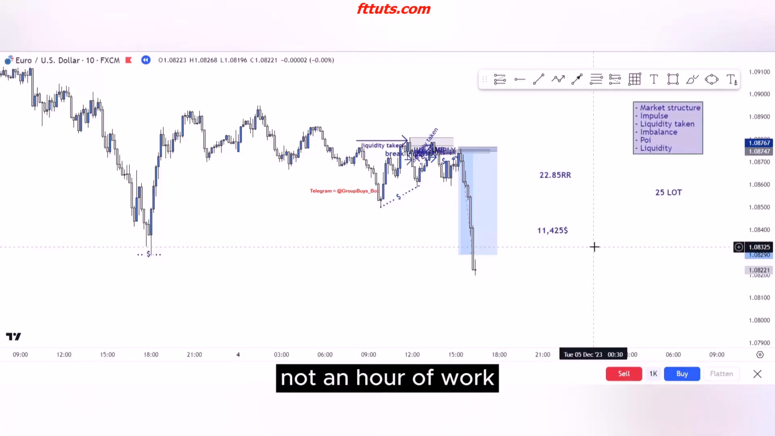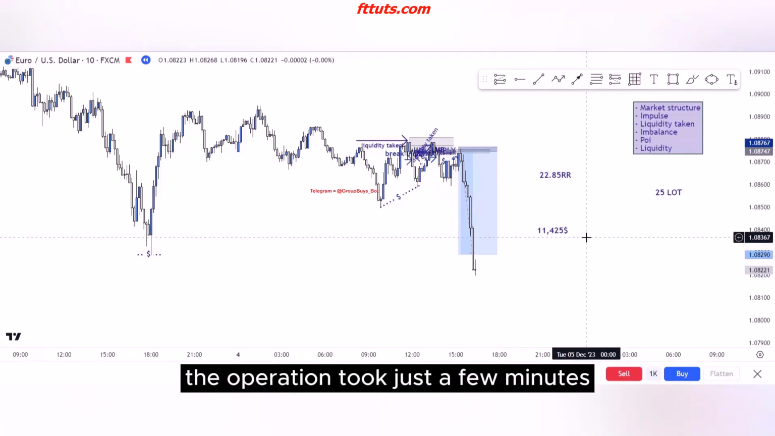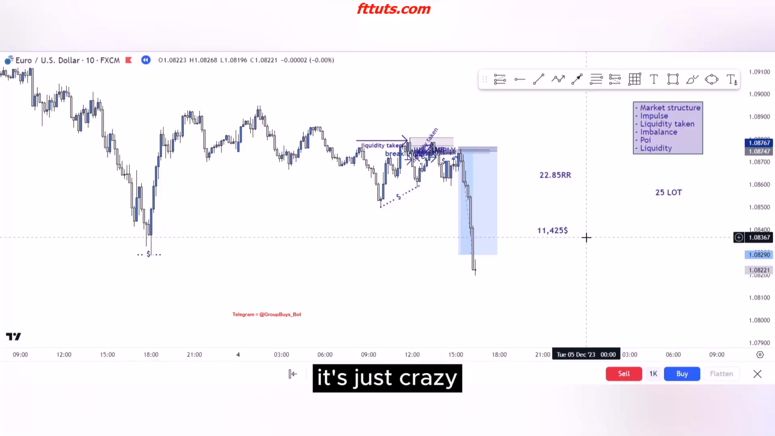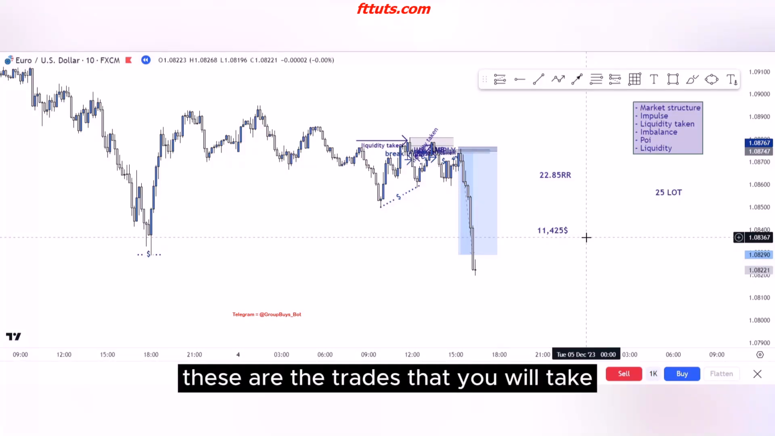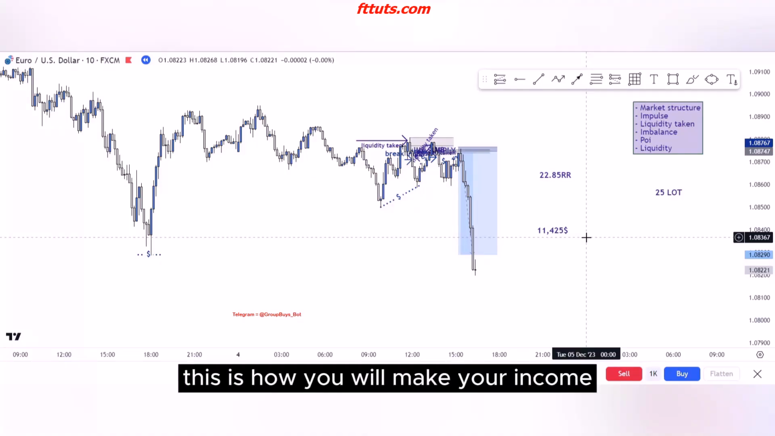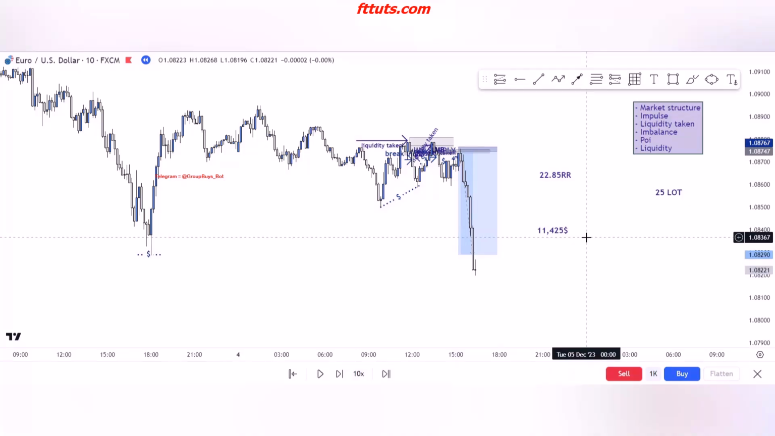Not an hour of work. The operation took just a few minutes. The trade itself took 50 minutes. It's just crazy. Excellent trade. These are the trades that you will take. This is the level. This is how you will make your income from a beautiful trade just like this.